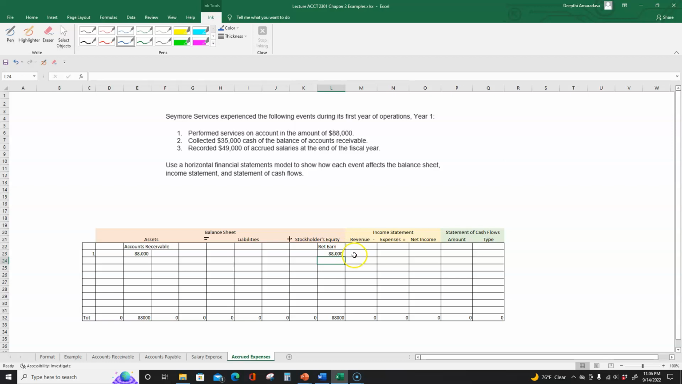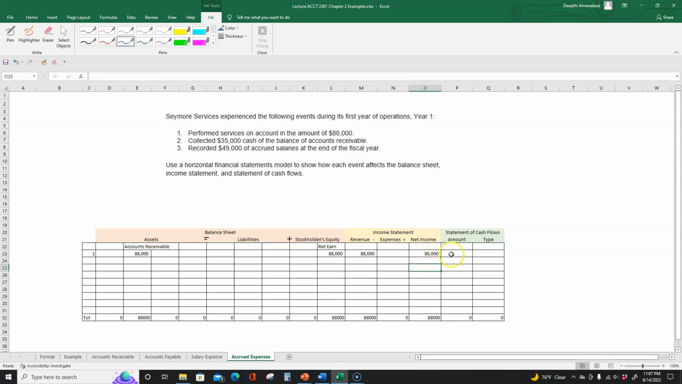Now let's look at the income statement. Did we earn any revenue? Yes, we did. We performed services and earned revenue of $88,000. So our revenue increased. Therefore, I'm going to put $88,000 here in the revenue column. This transaction didn't have any expenses, so revenue minus expenses: net income also increased by $88,000.